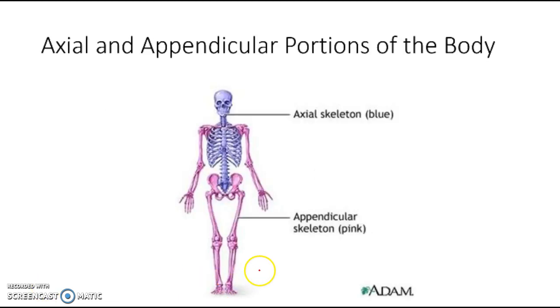This image illustrates what exactly I mean by the axial and appendicular portions. We can see the axial is highlighted using blue, so that does include our head, the neck, and then our trunk, whereas the appendicular, illustrated in pink, includes the arms as well as the legs. Now, this is known as appendicular because our arms and legs are also known as what are called appendages.